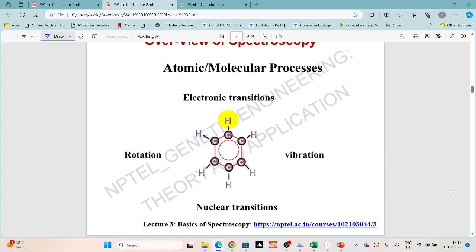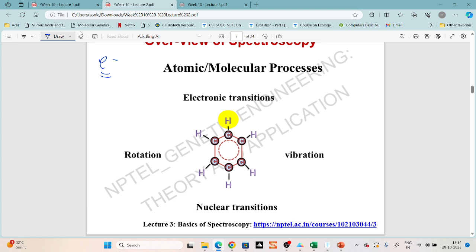So when you are studying a particular atomic or molecular process, basically when you are going for a spectrometric technique, you are actually studying the various atomic or molecular processes that happen within an atom or a molecule, whatever your context is. In that context, let's consider an electron: you can study the electronic transitions. That means it is going from a lower energy orbit to a higher energy orbit.